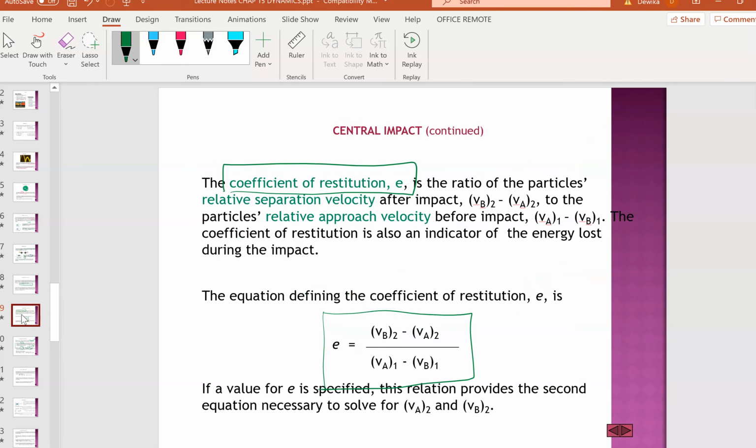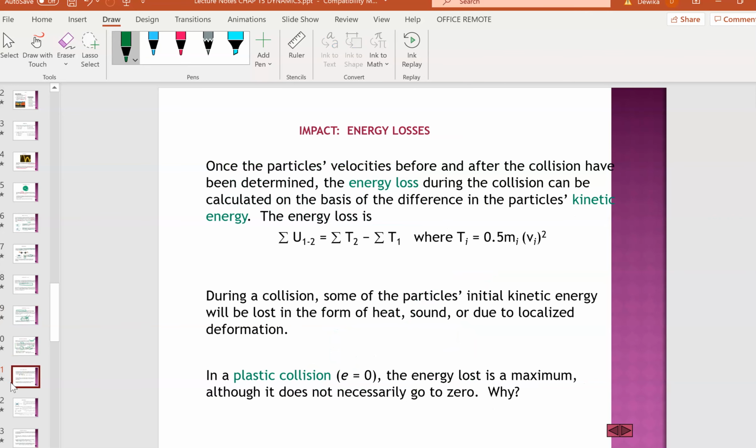So how do you calculate this? You put VB2 minus VA2, where 2 means final and 1 is initial. So for the velocities of object B and object A, you plug in the final or initial values, and then you can calculate E. Some questions give you the value of E and tell you to calculate one of the missing components. So it depends on the question.